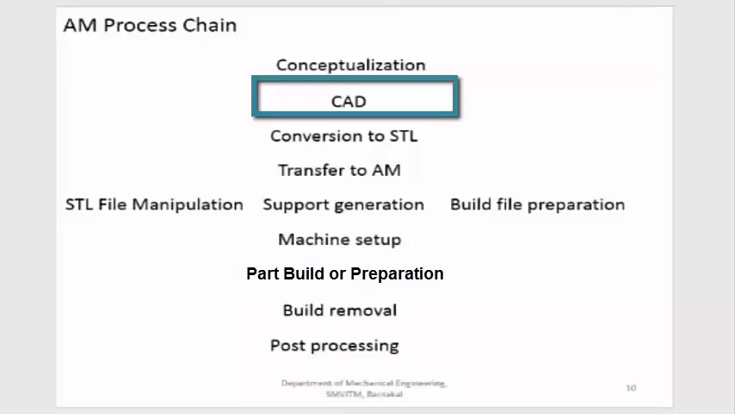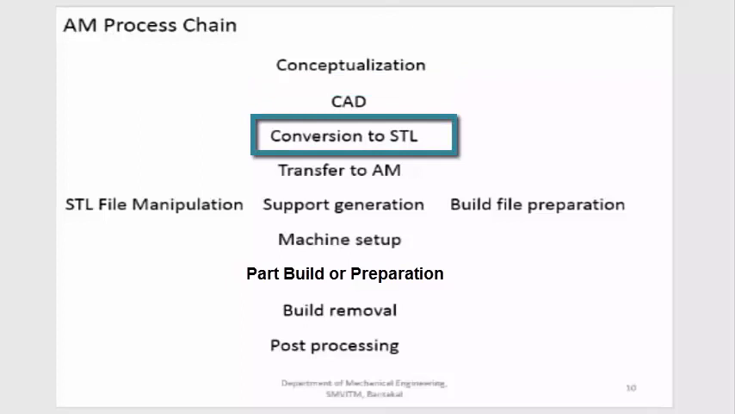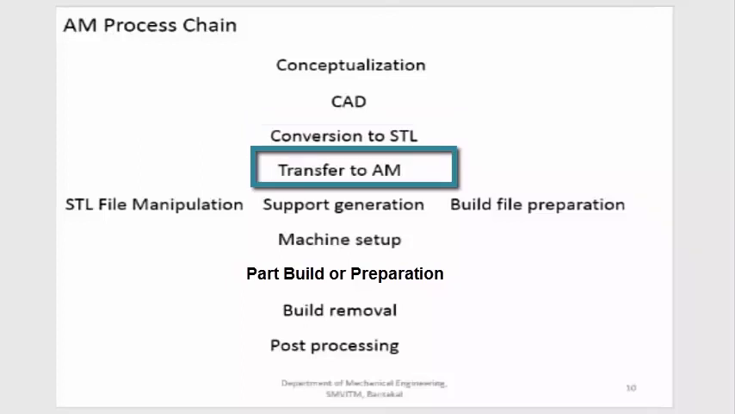CAD means you are deciding the material, the shape, size, and geometry. Next one is the STL. Additive manufacturing software, where you are going to create the program, wants the input in the form of an STL file. That is what you are creating, the conversion to STL. Next, you take the STL file and load it into the additive manufacturing software, or transfer to AM, additive manufacturing.